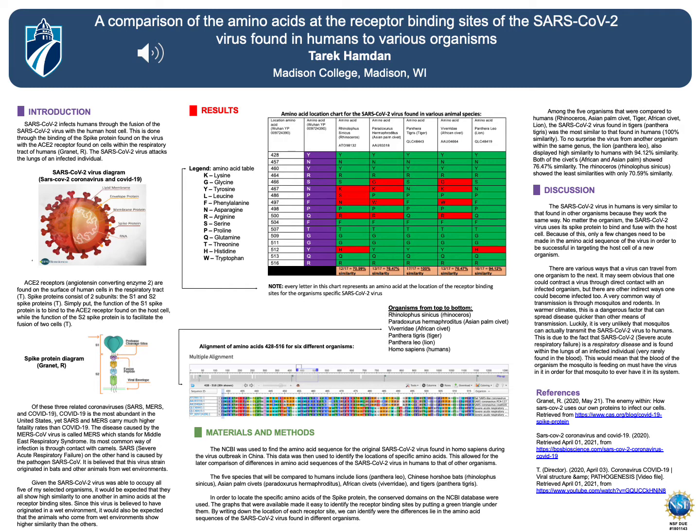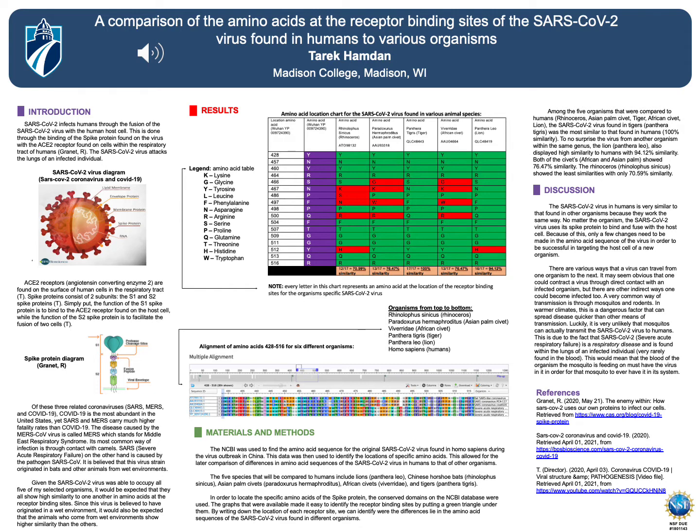SARS-CoV-2, which stands for Severe Acute Respiratory Syndrome Coronavirus 2, is the virus that infects an individual causing the disease COVID-19. The SARS-CoV-2 virus infects an individual through the fusion of the virus with the host cell. This is done through the binding of the spike protein found on the virus with the ACE2 receptor found on cells within the respiratory tract of humans. The SARS-CoV-2 virus attacks the lungs of an infected individual.